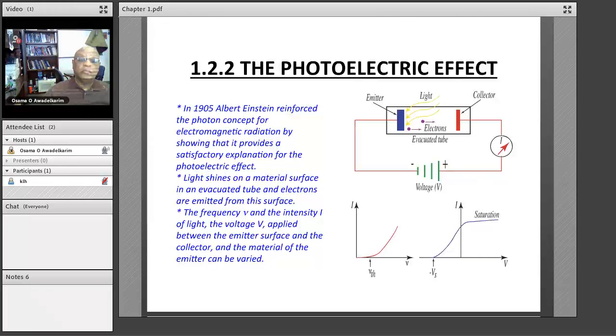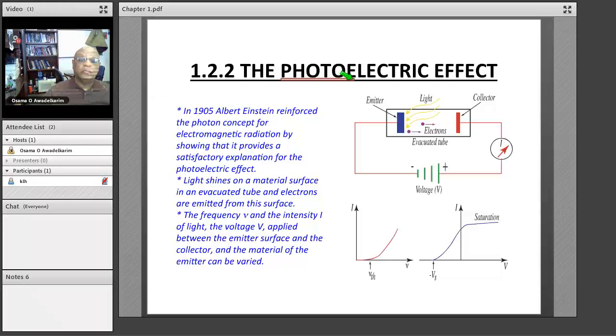One of the very early experiments that proved that electromagnetic radiation is actually particles was interpreted by Albert Einstein in 1905, and it established the photon concept. That experiment is called the photoelectric effect, and I will describe it here. What do we mean by the photoelectric effect? The experiment goes like this.